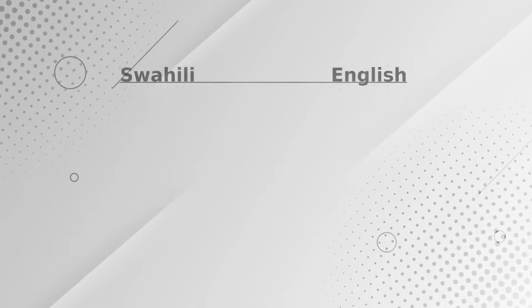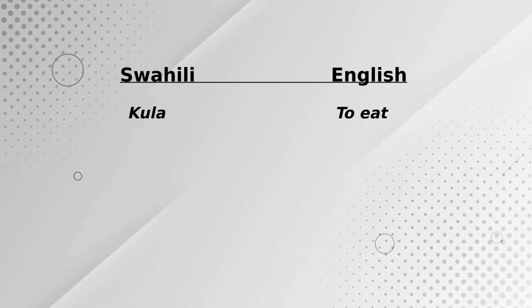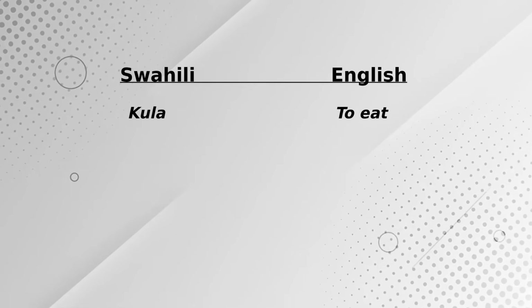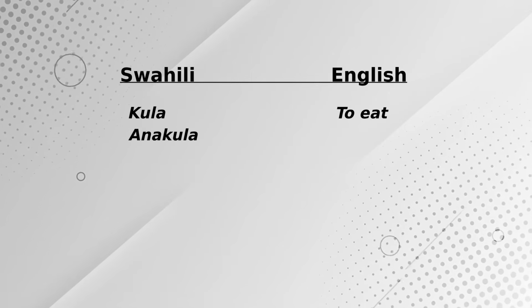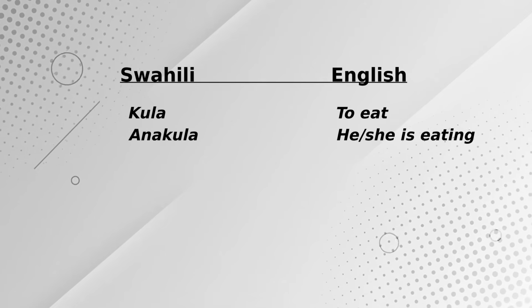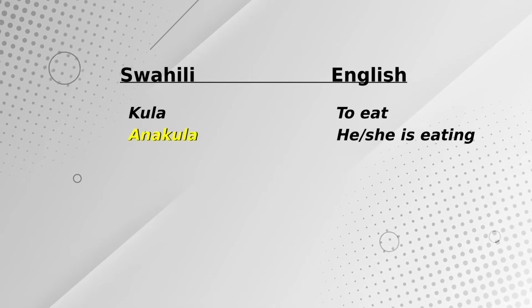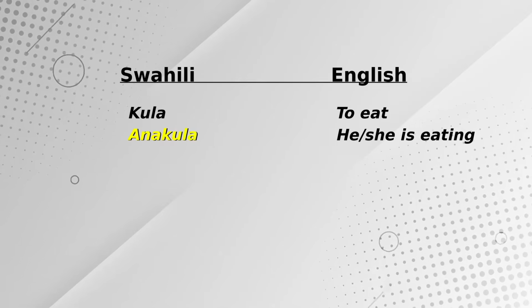We will start with the verb kula, which means to eat. Kula. Good. Listen carefully. Anakula. This means he or she is eating. So repeat after me. Anakula. One more time. Anakula. Good job.